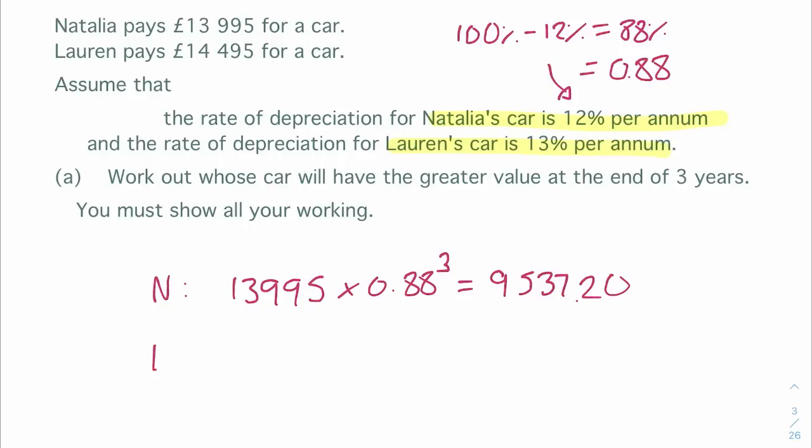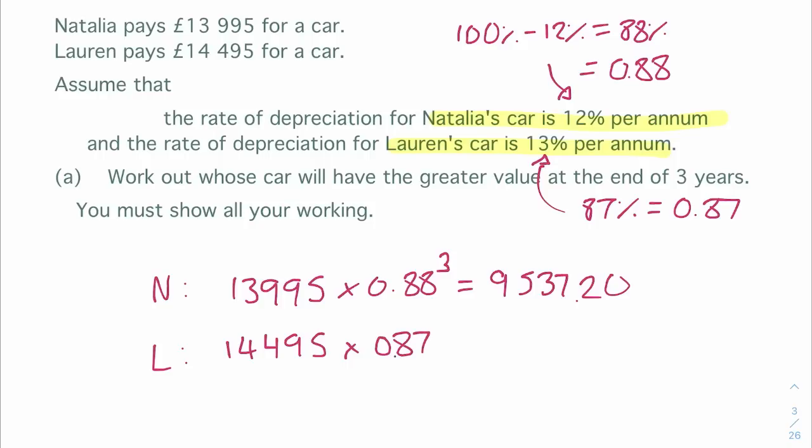If we now work out Lauren's car, we're going to take the same approach, but her car obviously has a different value, £14,495, and her rate of depreciation is 13%. Take that away from 100, that leaves you with 87%, so that would be 0.87. So we would multiply by 0.87 instead, and that is again going to be to the power of 3. So if we type that into our calculator, 14,495 multiplied by 0.87 cubed, that gives us a value of, and it's very close, £9,545.00 to the nearest penny.